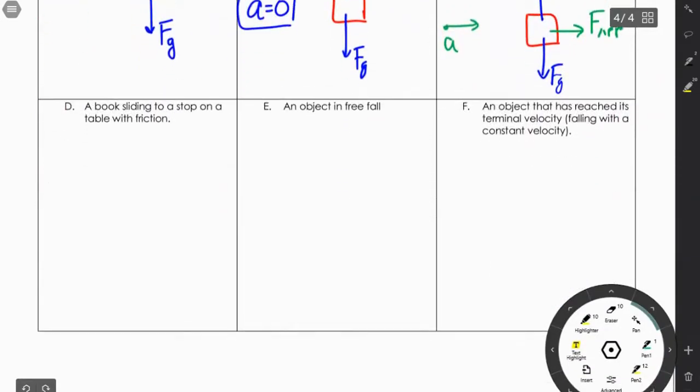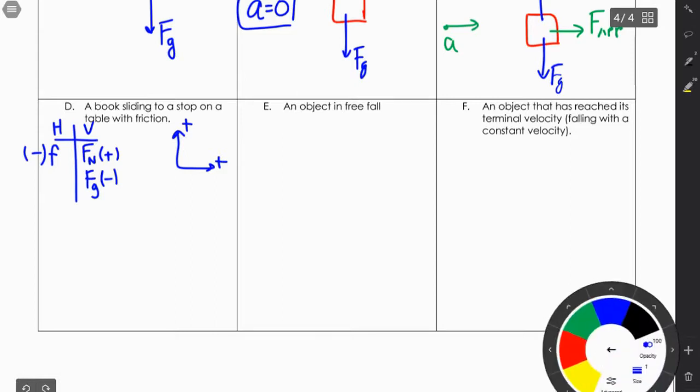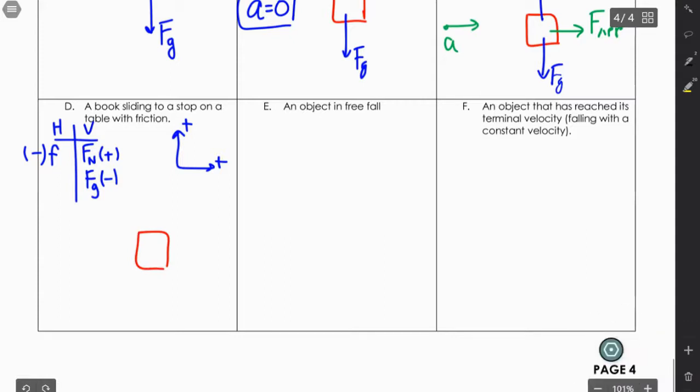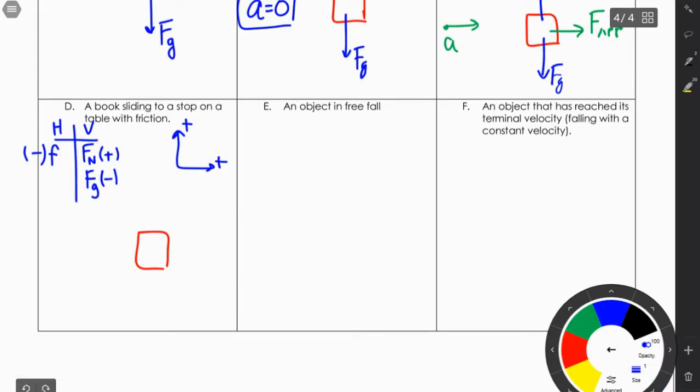Okay, a book sliding to a stop on a table with friction. So what this is telling us is that we've exerted a force, we've pushed it, it's accelerated, but now we're not applying another force after that, and so it's just coming to a stop. So since we're on a table, we have our Fn, we have our Fg, okay? And now we have friction, and to get this to stop, the friction would have to apply in the negative direction, okay? So here's our coordinate system, positive, positive, okay? Now we do our box, right? So this is our book.